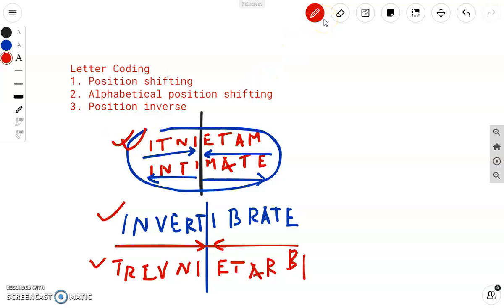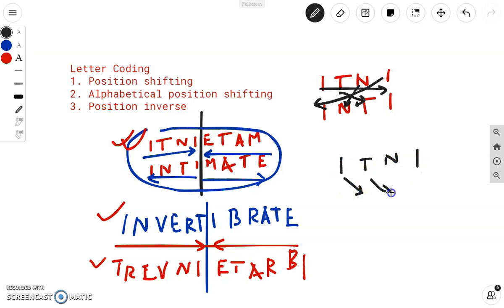So this is the position shifting. The positions of the alphabets are shifted in a certain way. If you see the example, ITNI, how is it shifted? It becomes INTI, and it is shifted in that particular way. This is shifted here, this is shifted there. So you can see it is shifting.